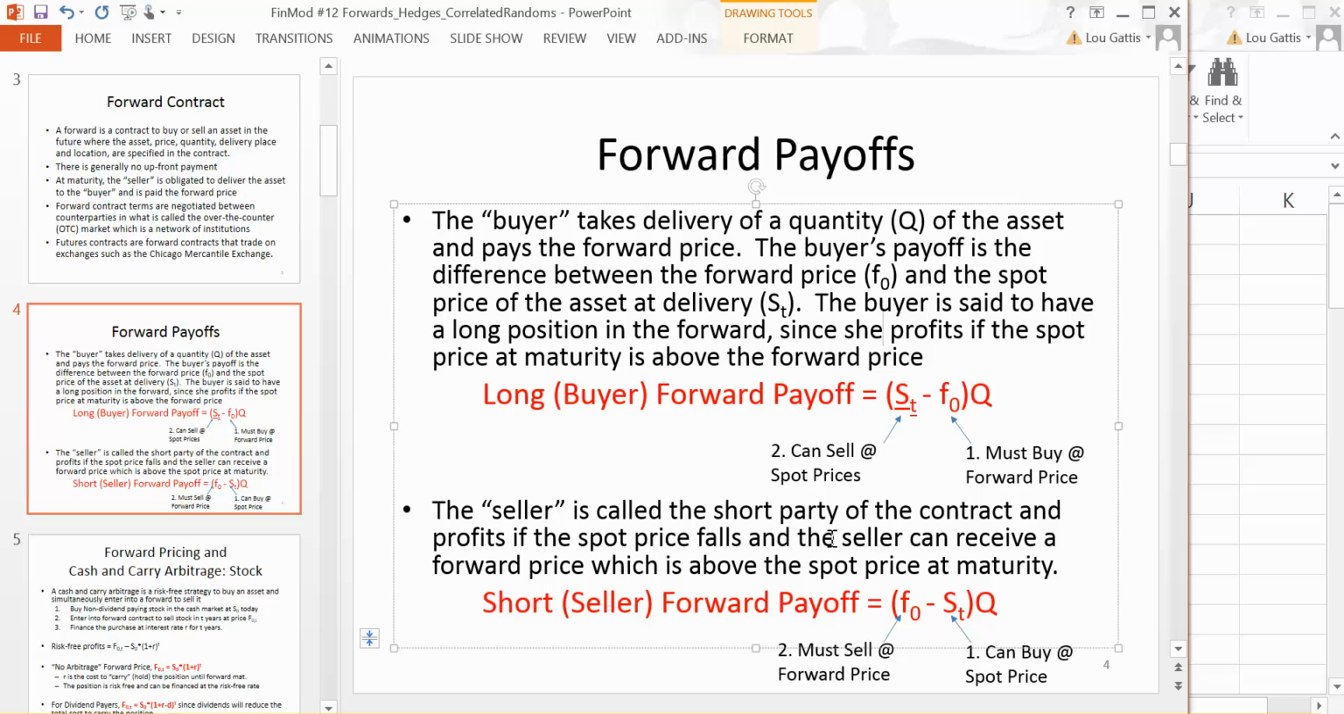Since this is a zero-sum game, the payoff for a short counterparty, or the seller of the asset, is (F minus ST) times Q. Because the short party must buy the asset in the spot market, assuming they don't own it already, deliver it to the long party, and receive the forward price for the quantity of the asset. So the short party makes money if the spot price gets cheap. They can buy it in the spot market and then sell it to the long party at a higher price.